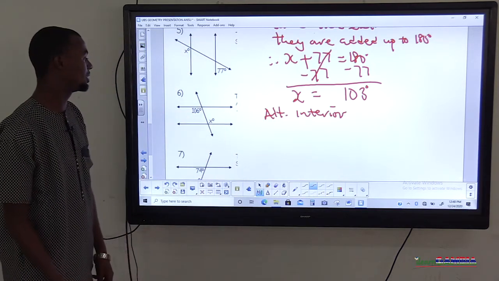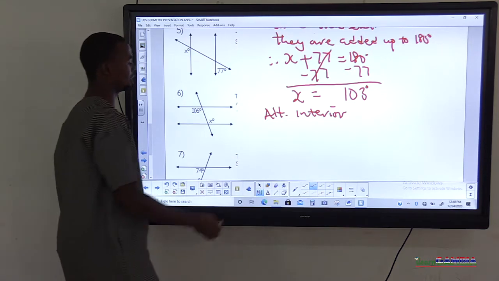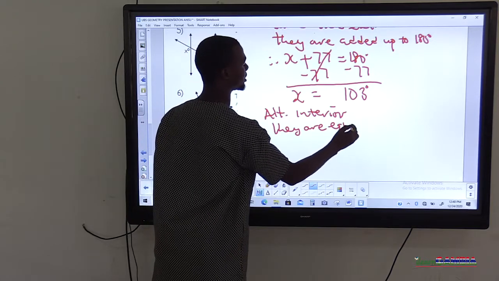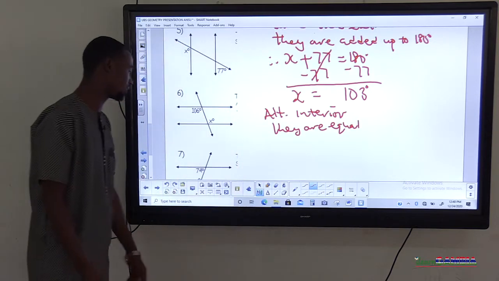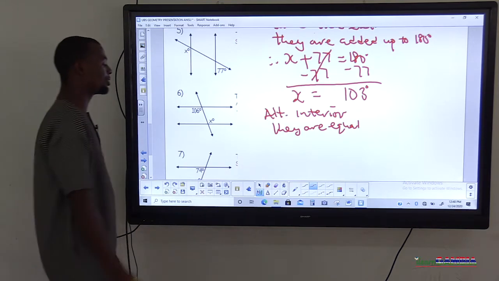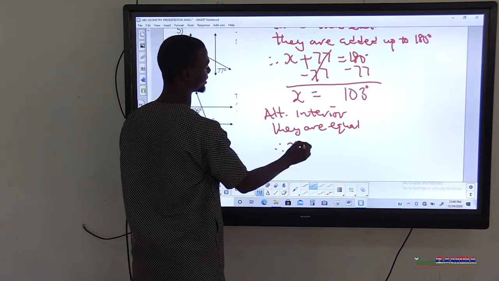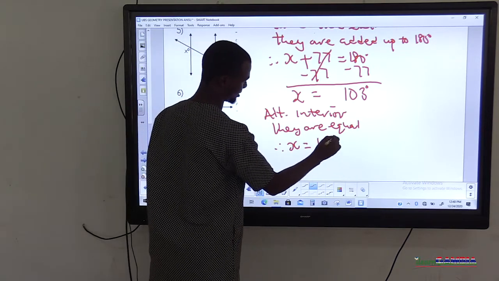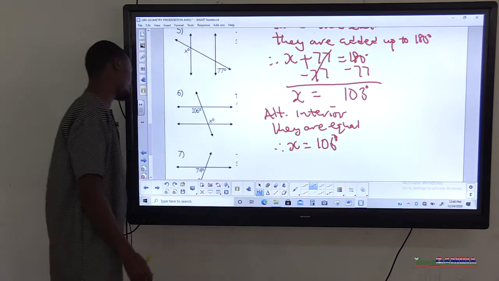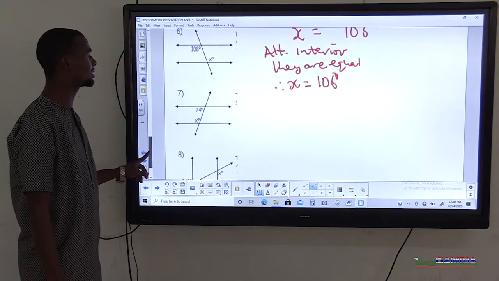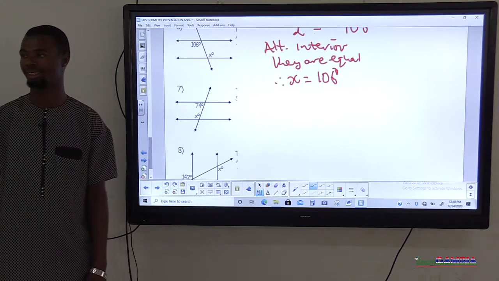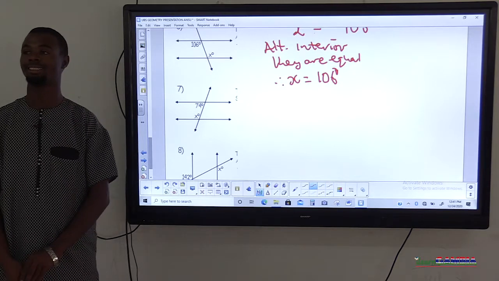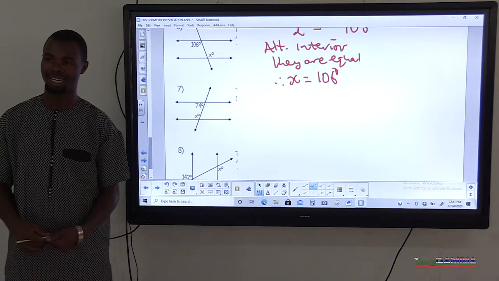What is alternate interior? Are they equal? Yes, they are equal. That's the theorem or postulate of alternate interior angles. Then therefore x is equal to 106 degrees. We have 74, that's number 7, and x. What type of angles are they?